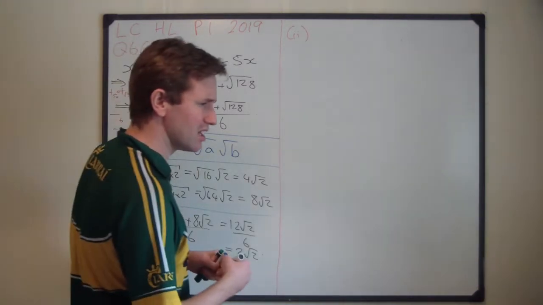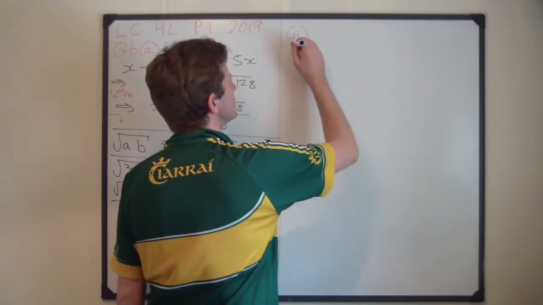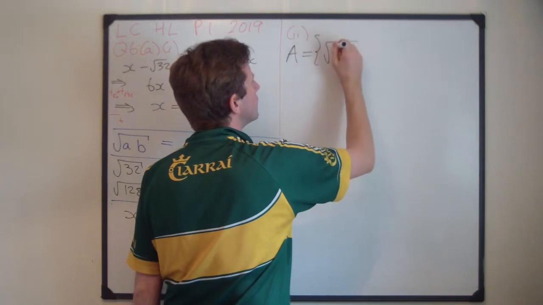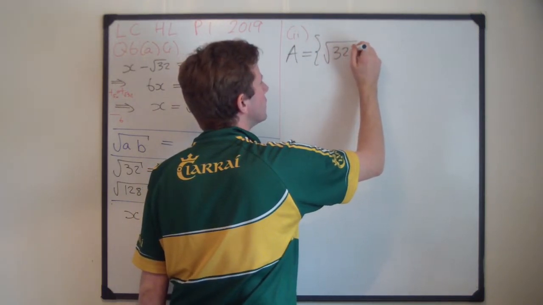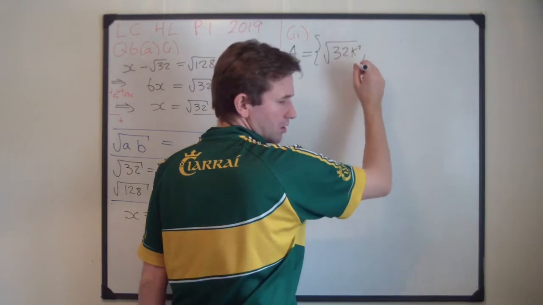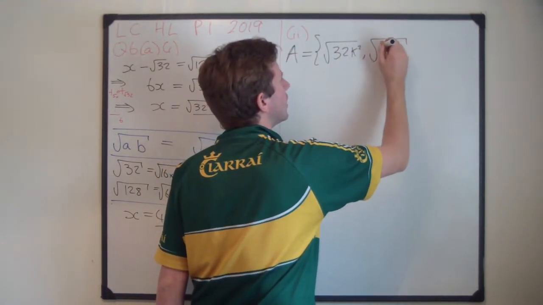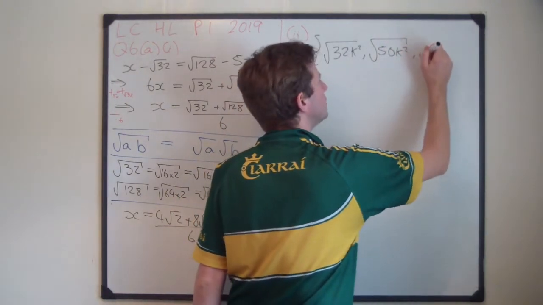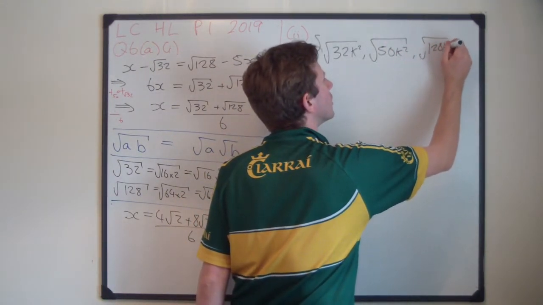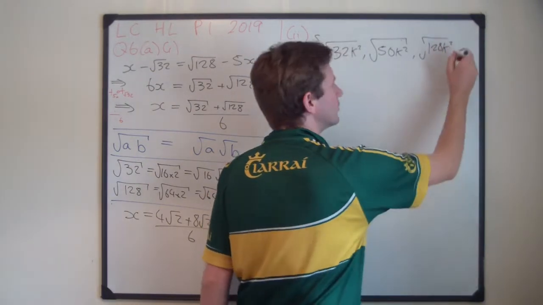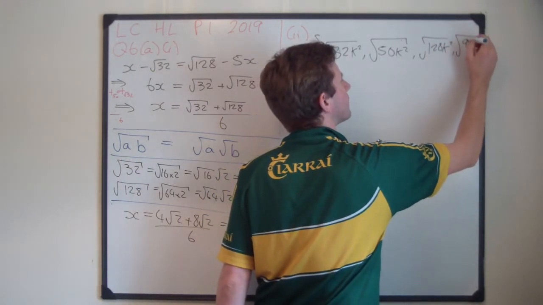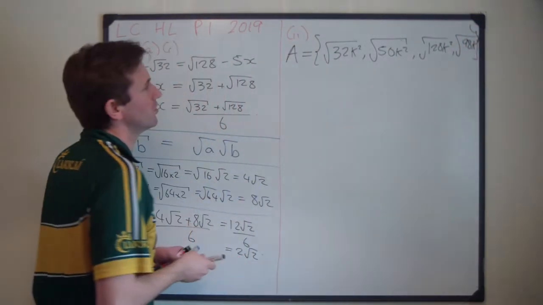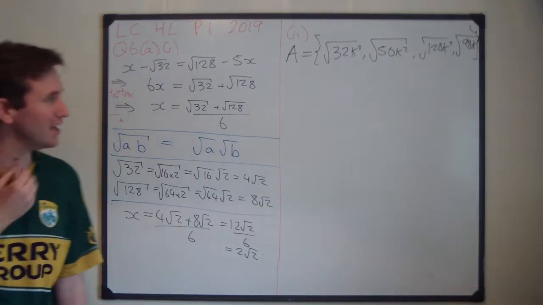So there's a set here, which is square root of 32k squared, square root of 50k squared, and the k squared is inside it, square root of 128, and finally square root of 98k squared. And that's all in the set. That's written in the question. Okay. k is a natural number here.